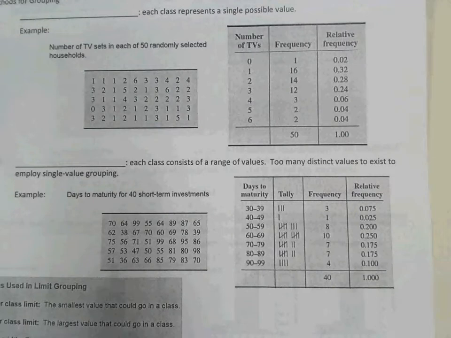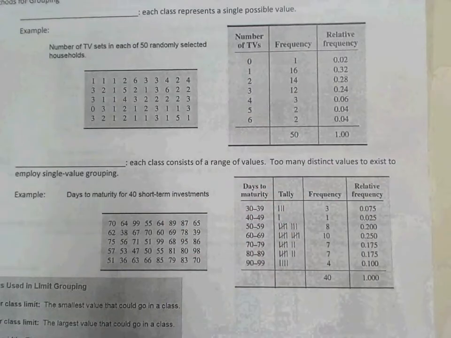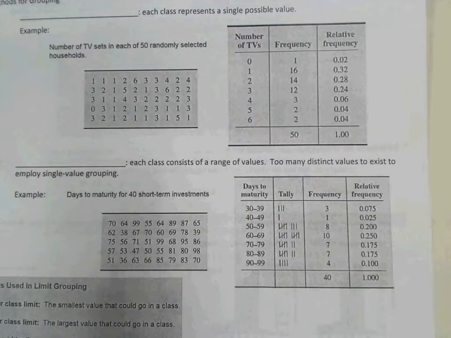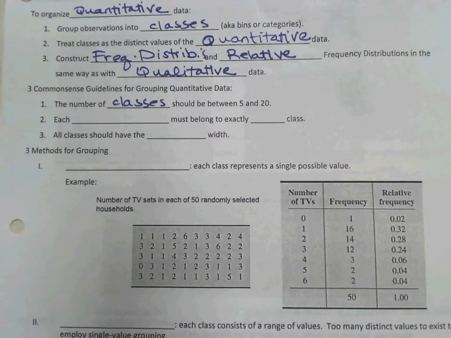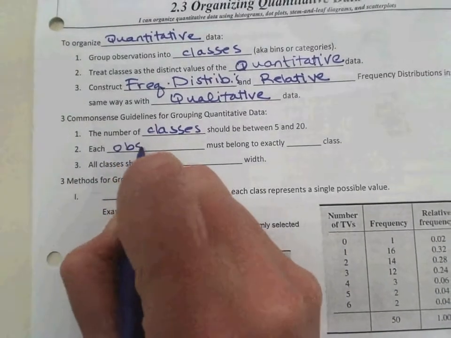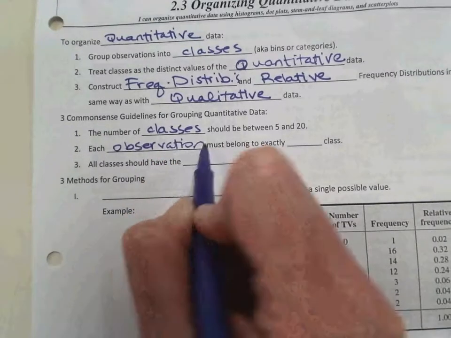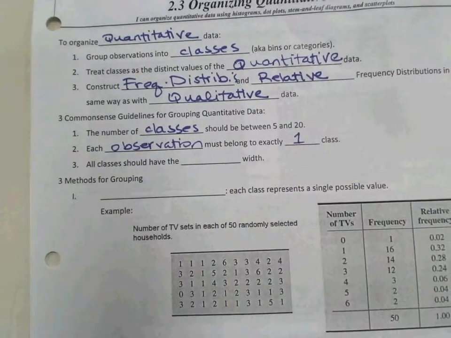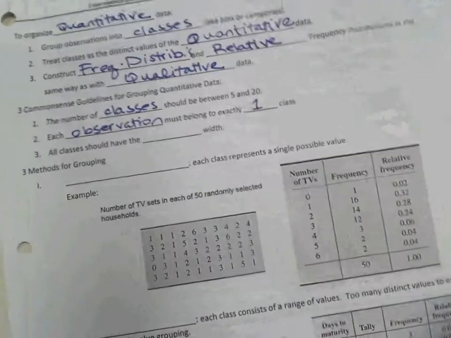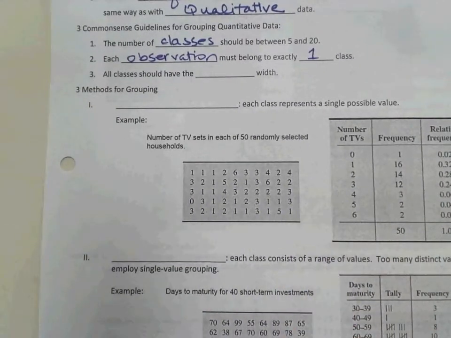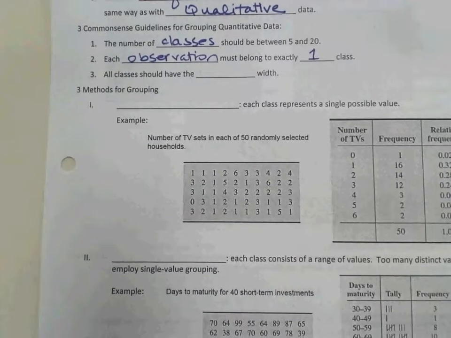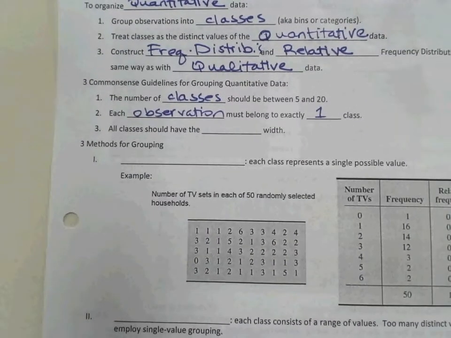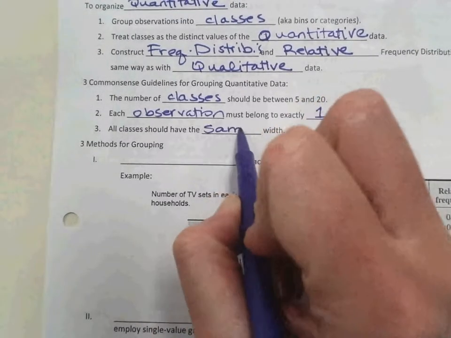You don't want 100 different classes because that's not really helpful to look at. The purpose of using frequency distributions is to help make our data a little bit more easy to look at and interpret. So, number 2, each observation must belong to exactly one class. Now that makes sense. That's pretty obvious. Remember, each one of these data points is an observation, so you wouldn't put one observation in multiple categories. That doesn't make sense. And then third, all classes should have the same width.